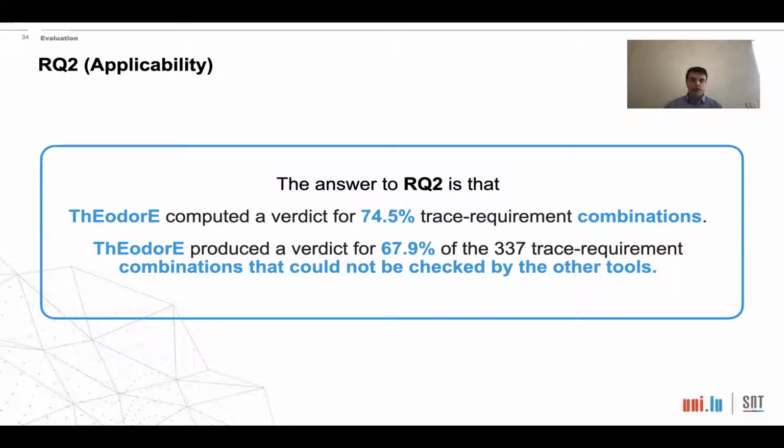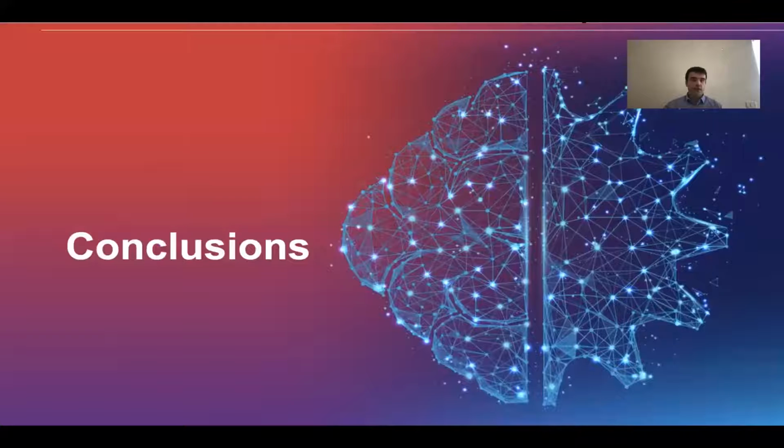We also considered 337 trace requirements combinations that could not be checked by the other 2 tools, since the requirements were not expressible in SBTEM-CDSL and signal temporal logic. For these trace requirements combinations, ThEodorE produced a verdict for 67.9% of the cases. Let's now discuss our conclusions.